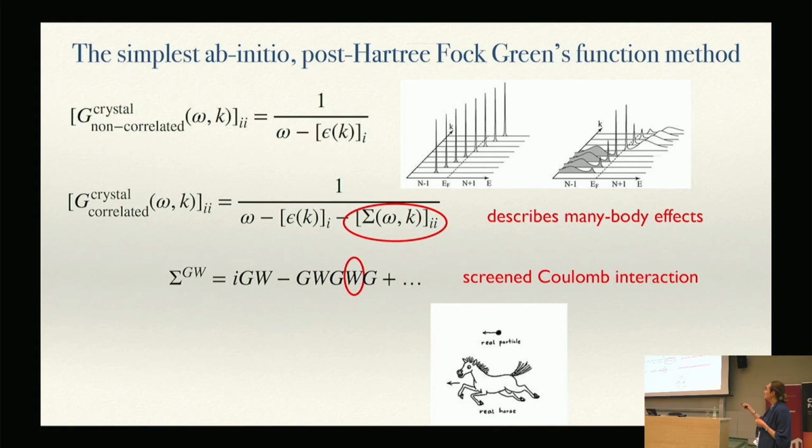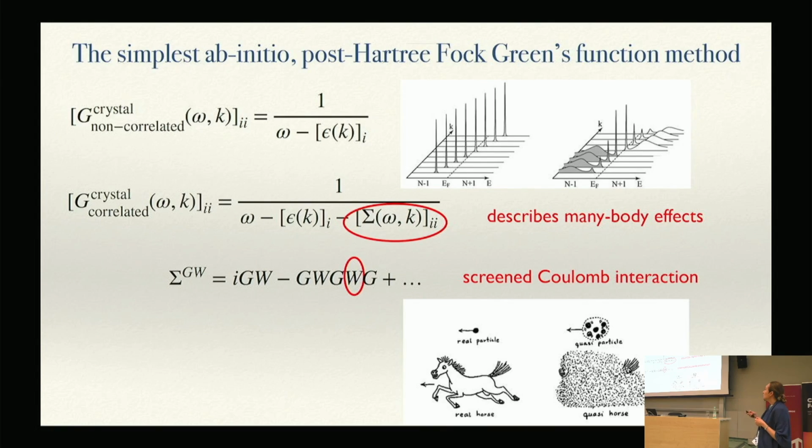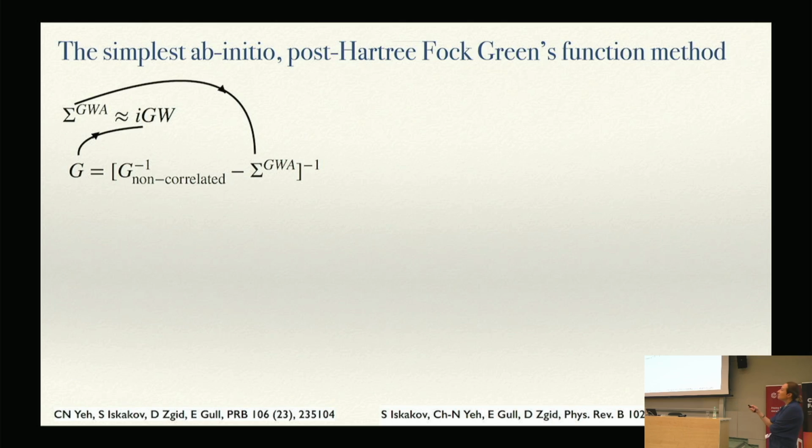Imagine a single electron moving through solids undisturbed in Hartree-Fock, right? If you think of the particle as a horse, it moves undisturbed through everything. But in a correlated approach, it drags all the other electrons around like a horse would drag a cloud of dust, right? So we call this a quasi-particle. And the simplest approximation to the self-energy would be the first term of this GW expansion, so just G times W.